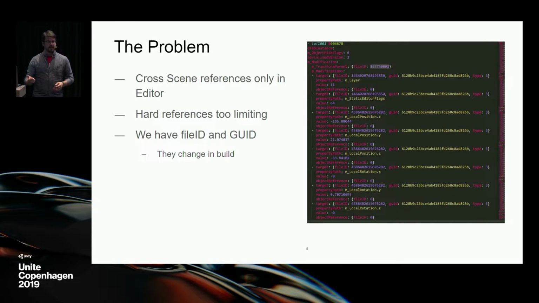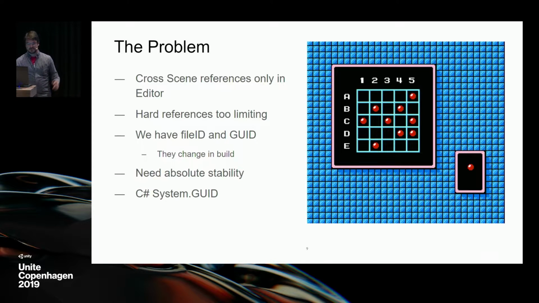We need a way to identify a game object in a way that's never going to change. That once we've created it, it's going to be perfectly rock solid. So stable that I could write it down on a piece of paper and punch it back in like a save game from Mega Man 2, if anybody remembers that.